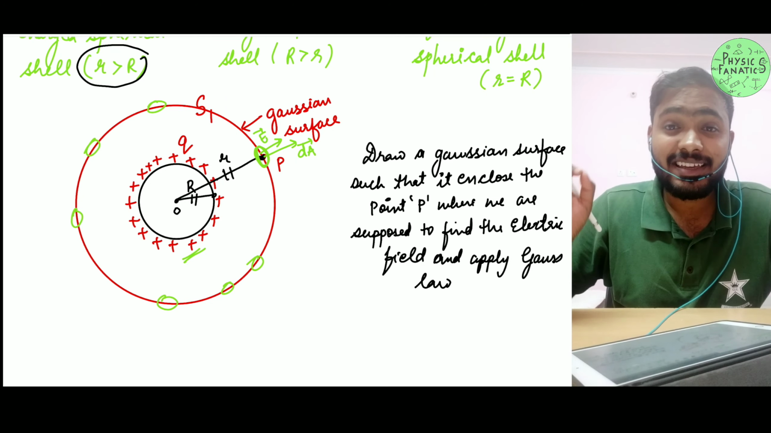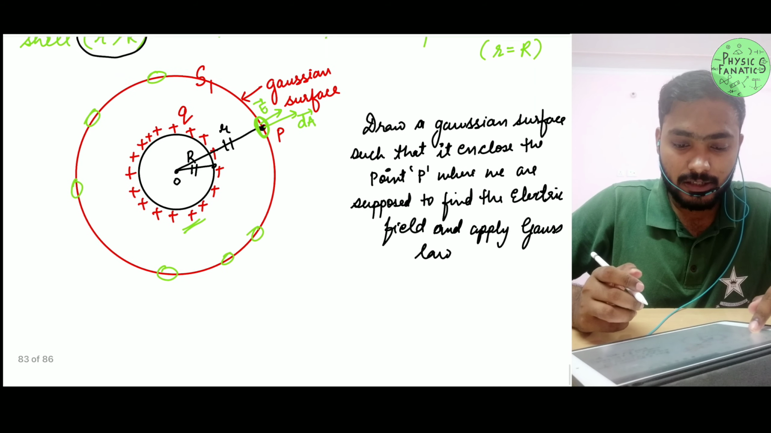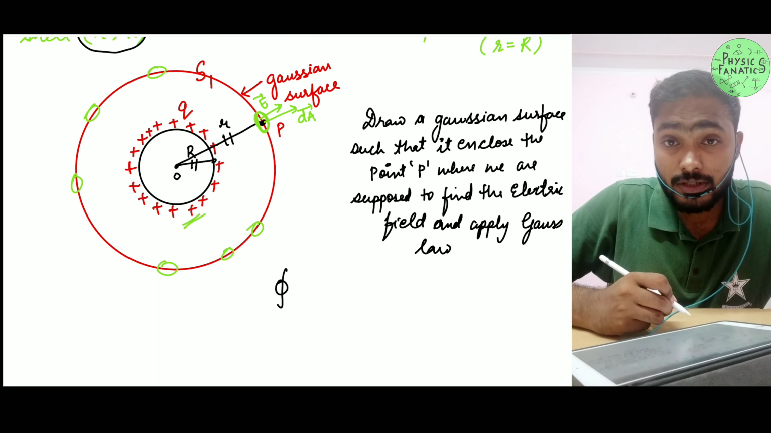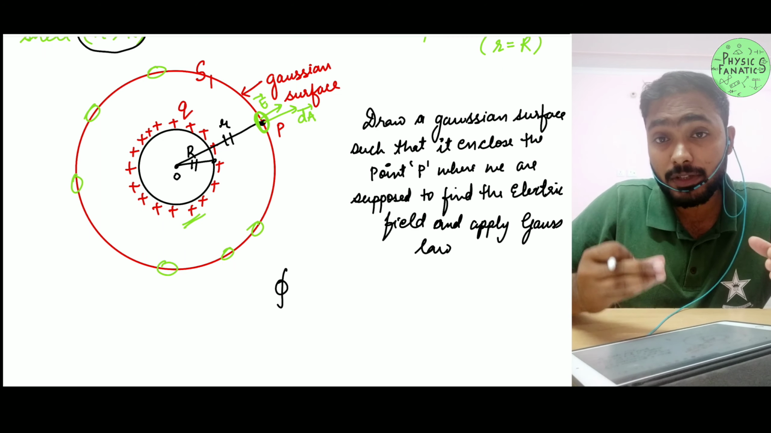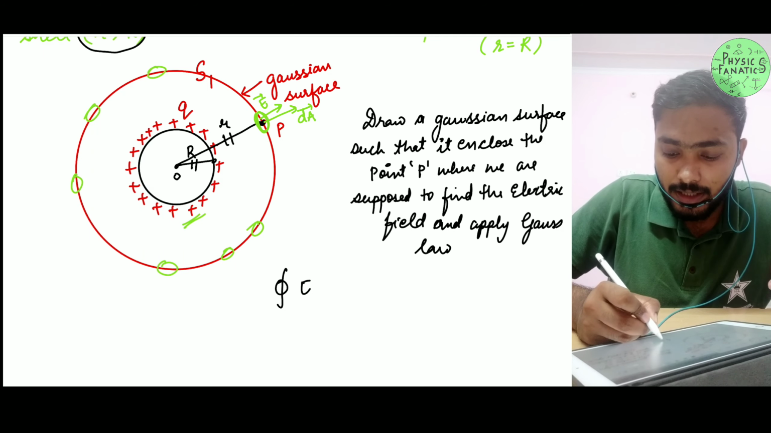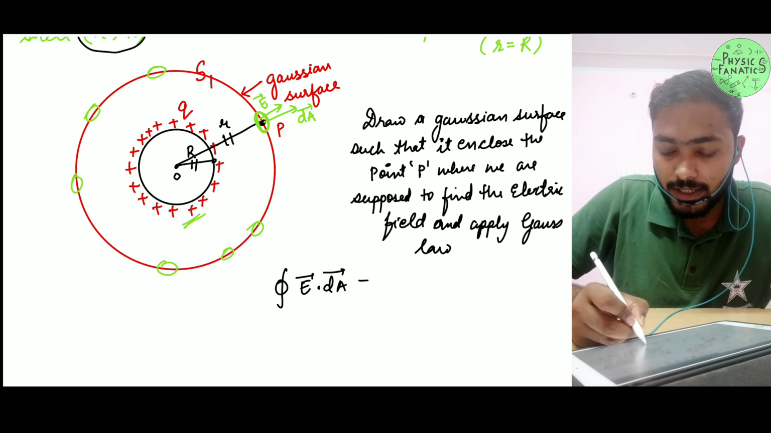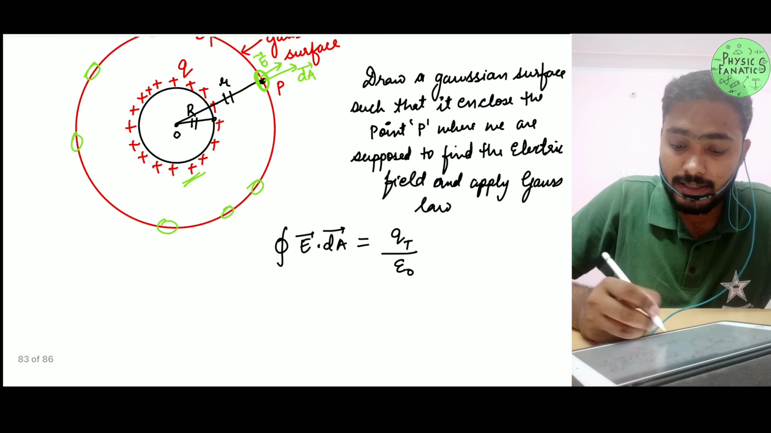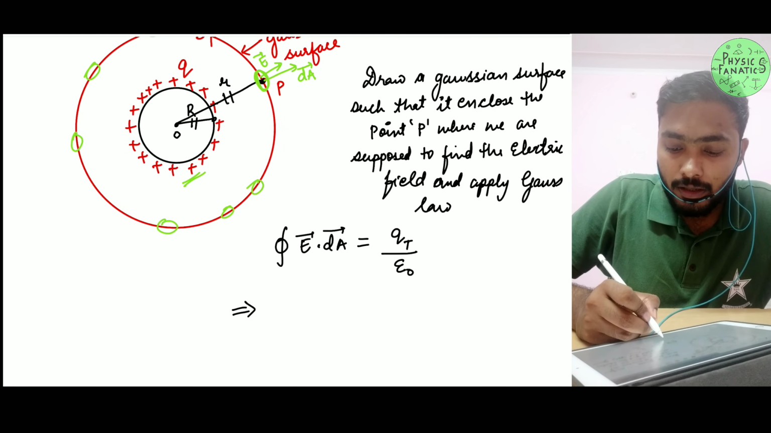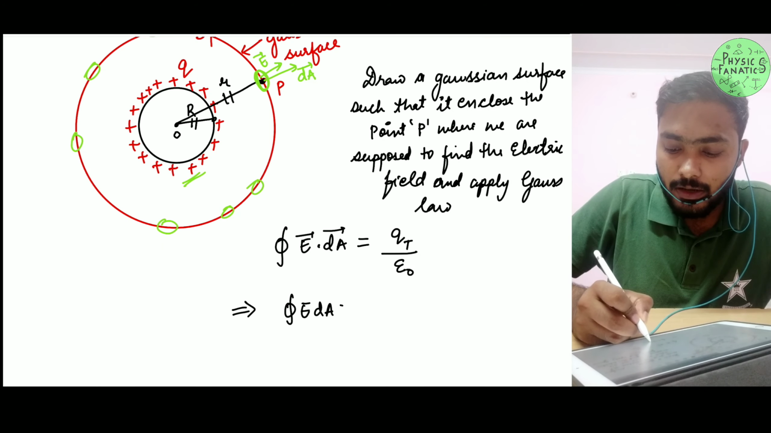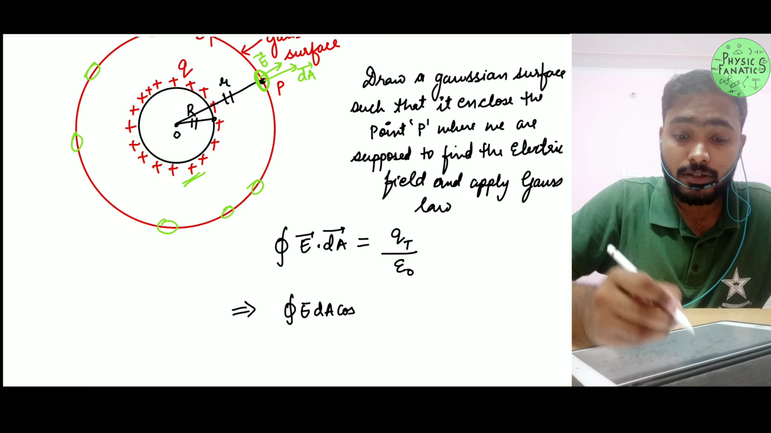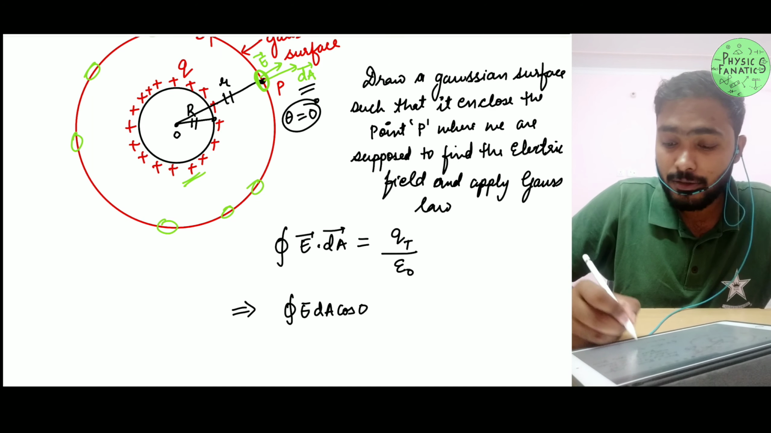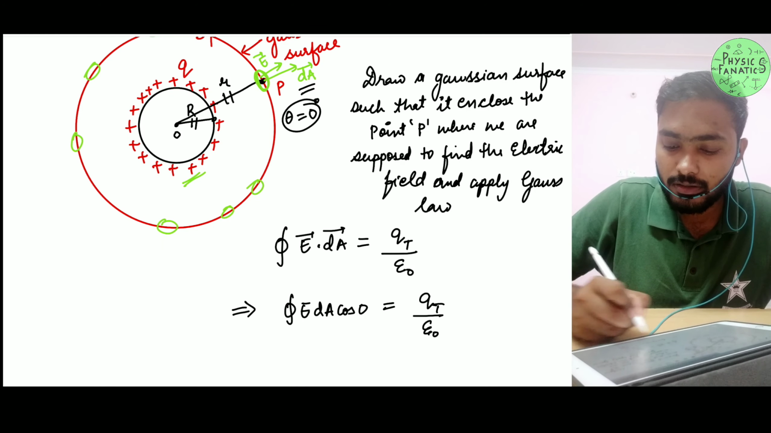All I have to do is apply Gauss law. According to Gauss law, mathematically I can write the integration over a closed figure, and this time the closed figure is my sphere, the Gaussian surface, of E dot dA vector, which equals the net enclosed charge Q total upon epsilon naught. Now I can write E dA cos of the angle between the E vector and the dA vector. The angle theta is actually 0 degrees, so this is cos 0, equals Q total upon epsilon naught.